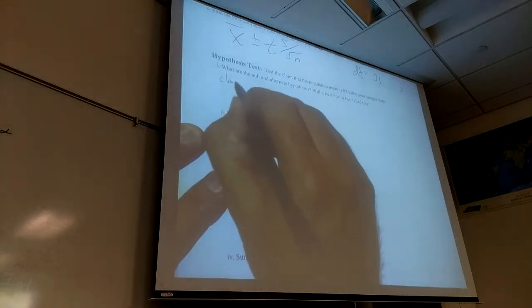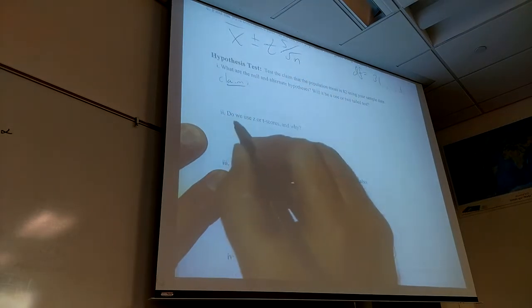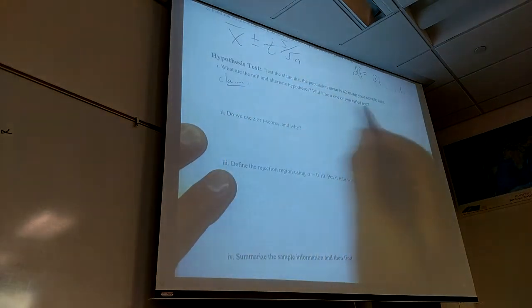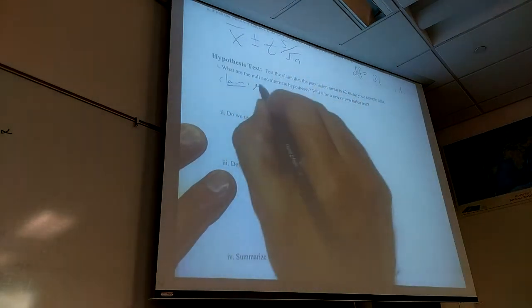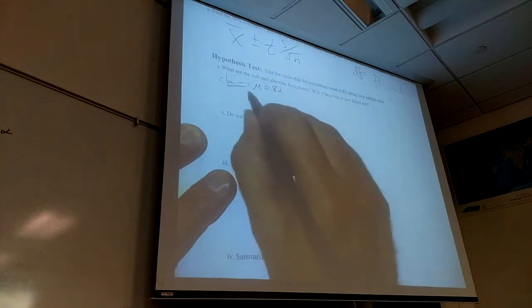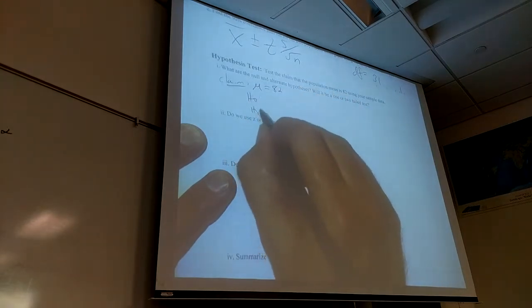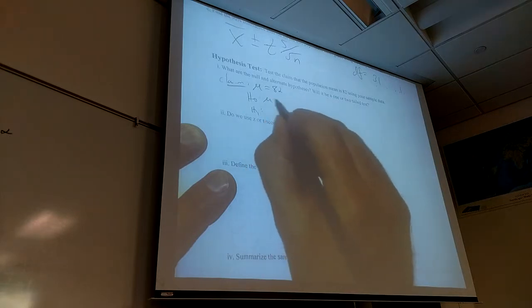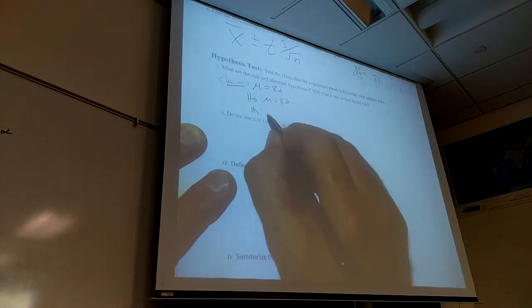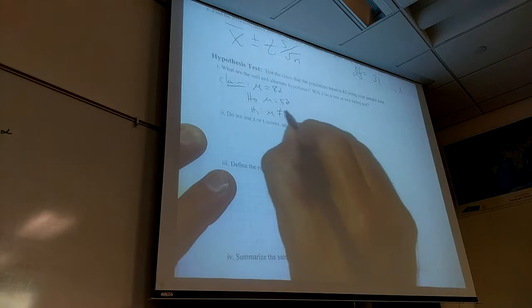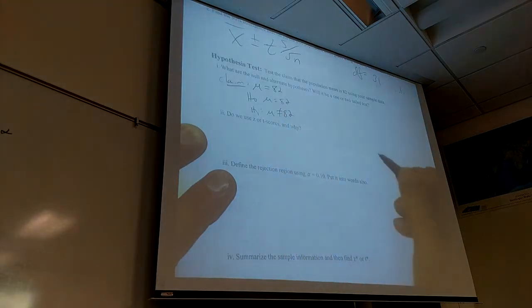What's the claim that's being made here? No matter what your data was, what's the claim being made? What you do is part two. The mean is 82. So which one is that? No. That's the low. What's the high? That's not equal to. How many tail tests will it be?